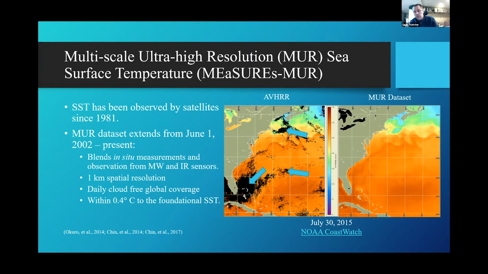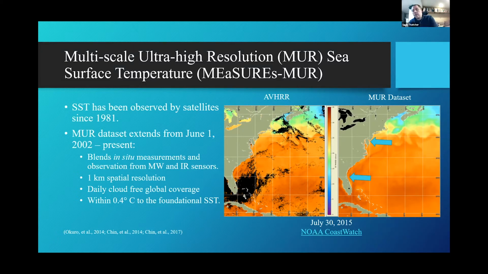The multi-scale ultra-high resolution sea surface temperature dataset on the right here provides a daily sea surface temperature snapshot with a spatial resolution of 1 kilometer and currently extends from June 1st, 2002 to the present, and basically allows you to infer large-scale sea surface temperatures such as the Gulf Stream here, or small-scale features that you would be able to see in coastal regions. This is accomplished by blending observations from satellites, buoys, and ships using the multi-resolution variational analysis with an accuracy of 0.4 degrees Celsius to the foundational sea surface temperature that traditional buoys measure.